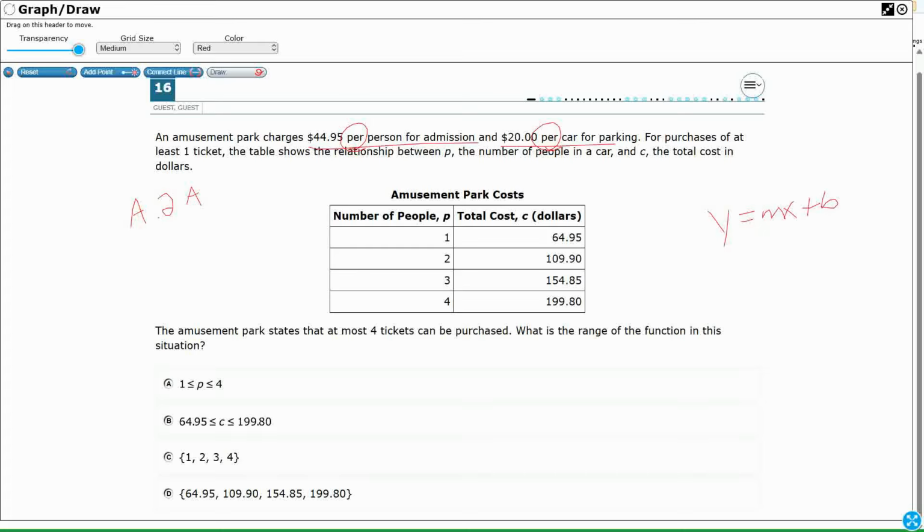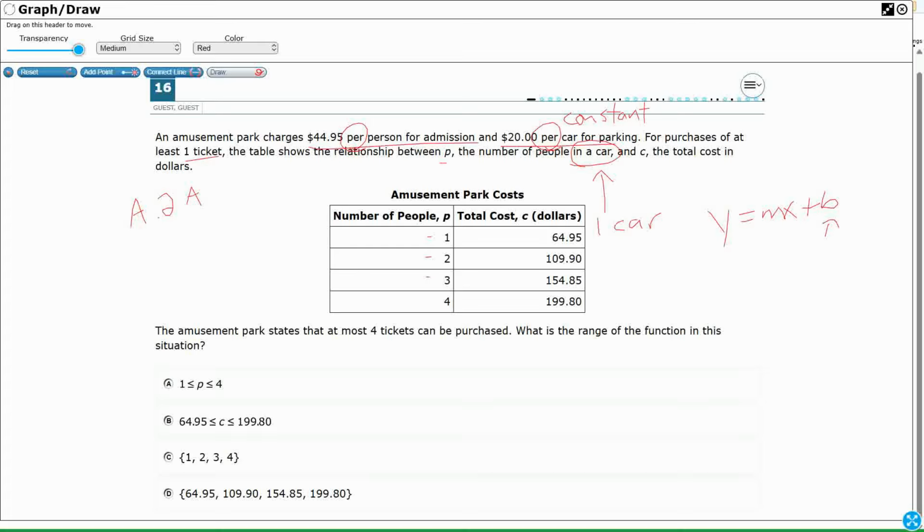We still need a b, right? Well, it's right here. It says that for purchase of at least one ticket, the table shows the relationship between P, the number of people in a car, and C, the total cost in dollars, right? So what we're doing is just taking the number of people in a car. So that tells us we have one car. And what that's actually telling us is that even though we have a $20 per car for parking, we're only dealing with one car, which means this happens to be our constant.